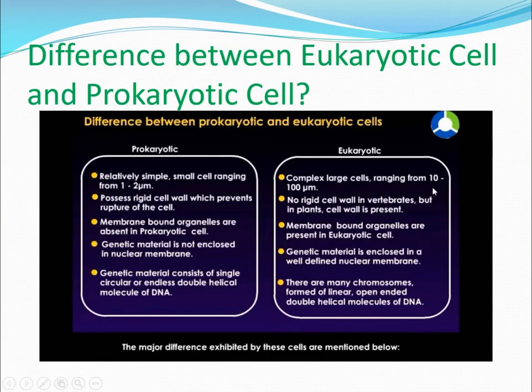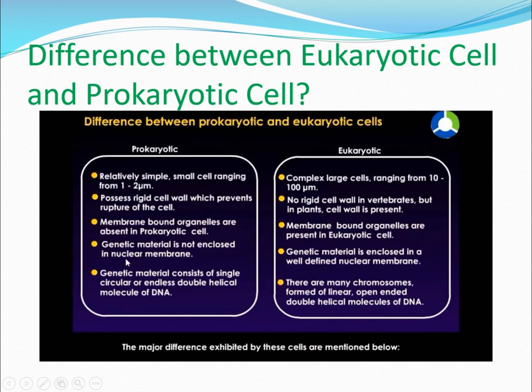So, what is the difference between the eukaryotic cell and the prokaryotic cell? Prokaryotic cells are relatively simple small cells ranging from 1 to 2 micrometer. Eukaryotic cells are complex large cells ranging from 10 to 100 micrometer. Prokaryotic cells possess a rigid cell wall which prevents rupture of the cell. In eukaryotic cells, no rigid cell wall is present in vertebrates, but in plants a cell wall is present. Membrane-bound organelles are absent in prokaryotic cells and present in eukaryotic cells.